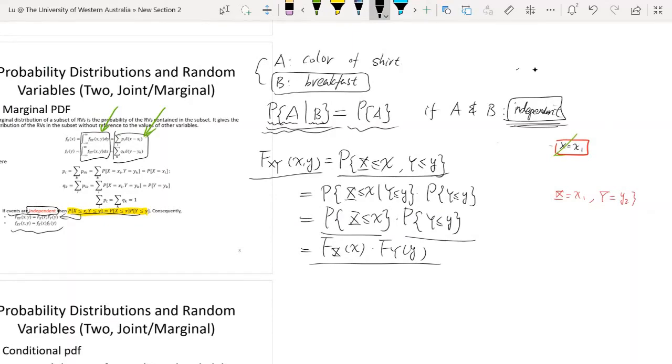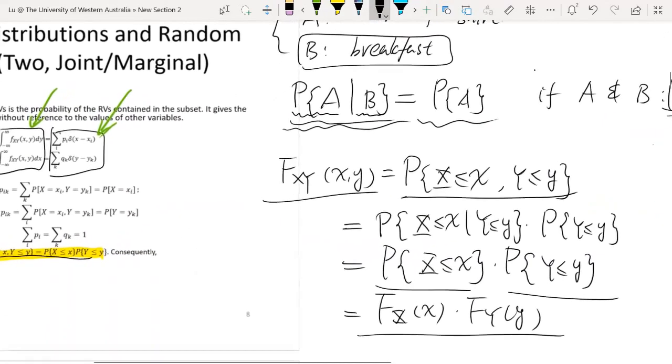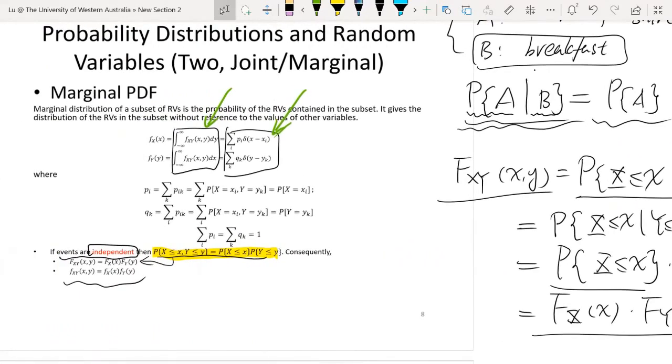I leave that to you. By finishing this slide, we know that if X and Y are independent, the joint CDF or joint PDF is equal to the product of the separate CDFs or separate PDFs of the two variables. Conversely, if you can derive such mathematical relationships, you can also say these two random variables are independent of each other.